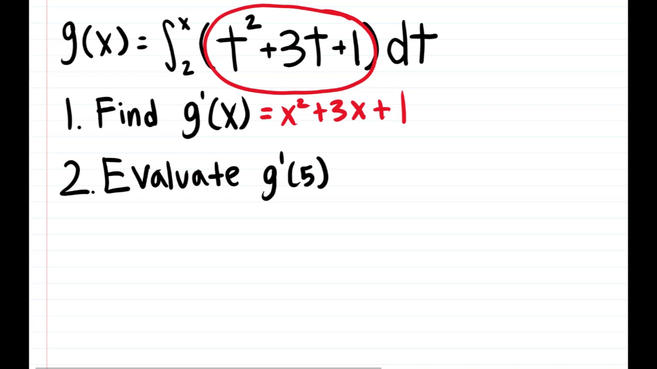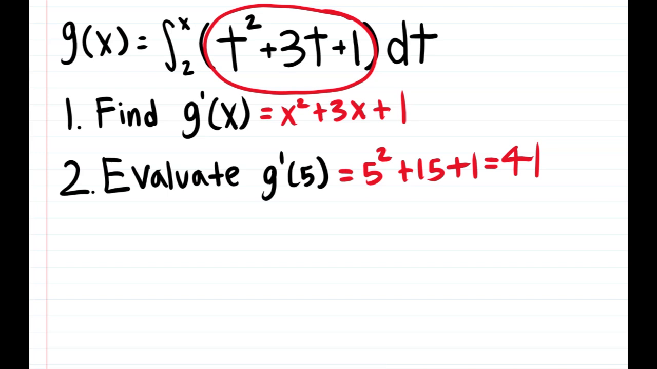Now, evaluate g prime of 5. So g prime of 5 is equal to 5 squared plus 15 plus 1, and that's equal to 41. So that is how we can apply the second fundamental theorem of calculus. And this is when you start learning about integral calculus and how it ties back to differential calculus.